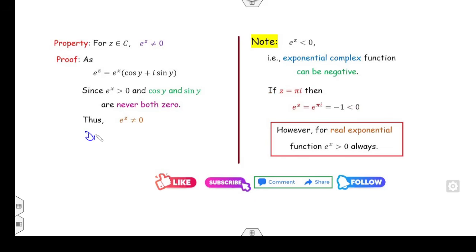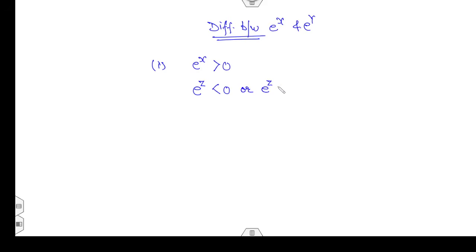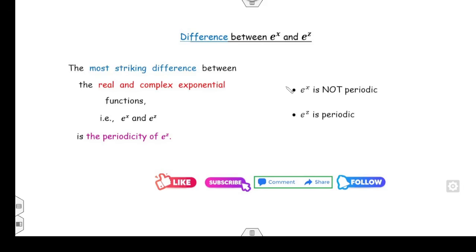So what is the first basic difference between e raised to power x and e raised to power z? The first basic difference is that e raised to power x is always greater than 0, while e raised to power z can be less than 0 or greater than 0. The second basic difference between them is that e raised to power x, we all know, is a non-periodic function, but e raised to power z is a periodic function. And once we know it's periodic, the question arises: what is the period of the exponential function?